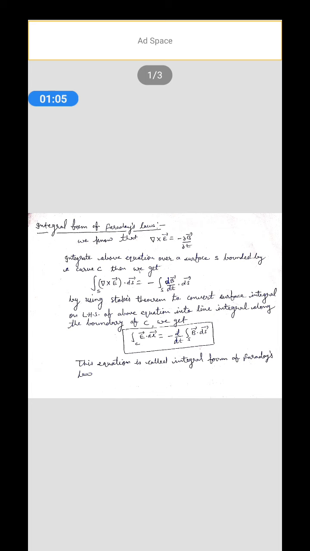of C, we get the line integral of E dot dl equals minus d by dt of the surface integral of B dot dS. And this equation is called the integral form of Faraday's law.